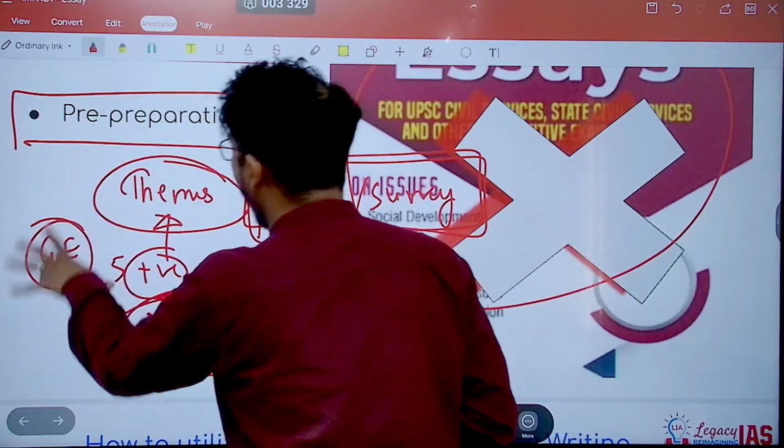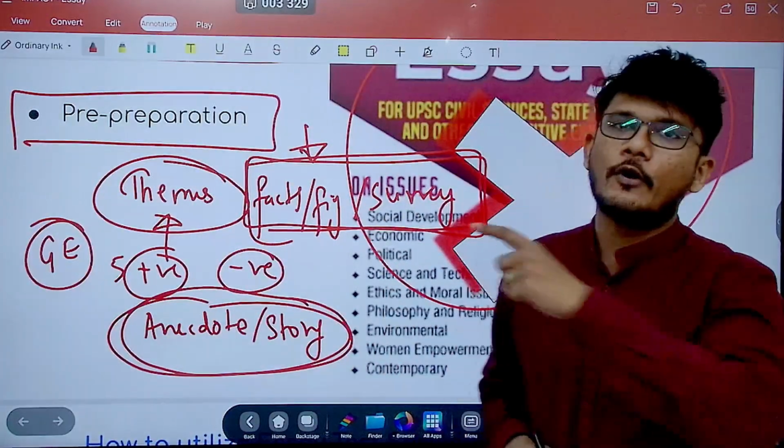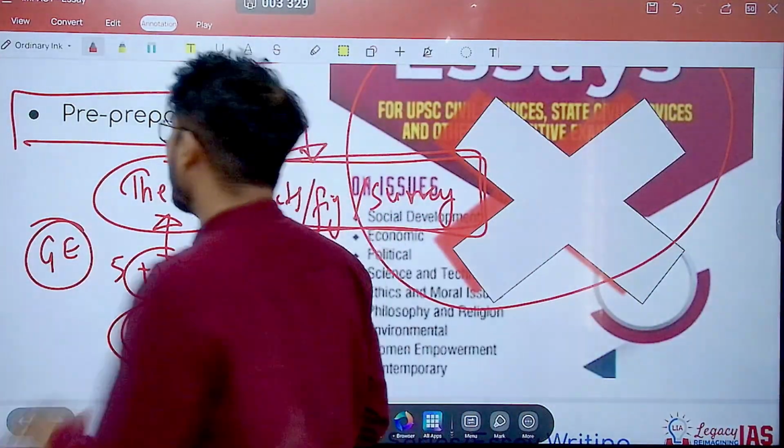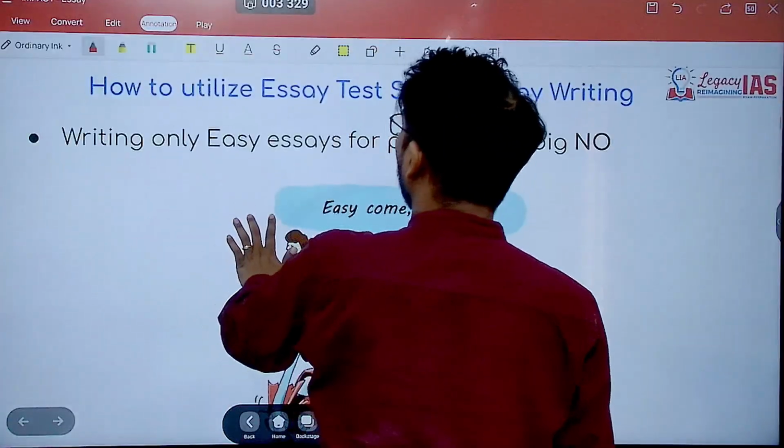So these things you have to do for all the themes that I am going to mention to you in this session. I hope that's absolutely clear.